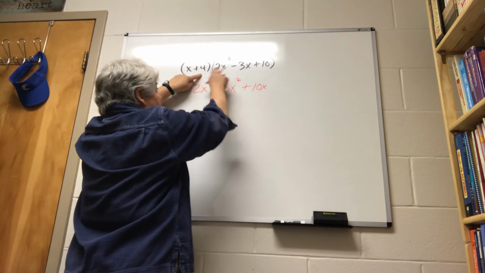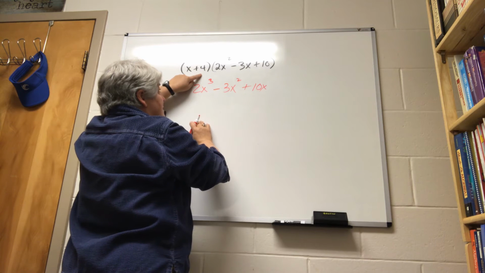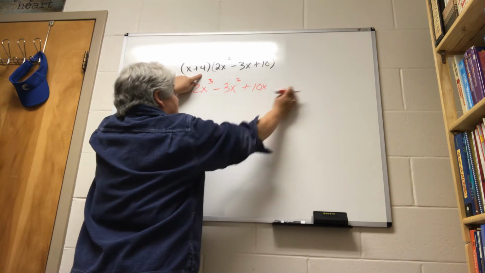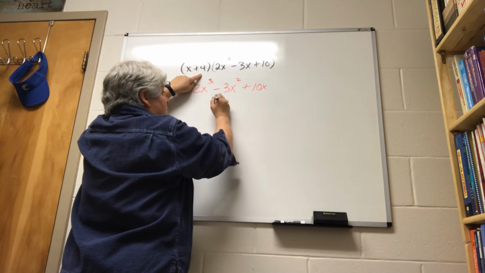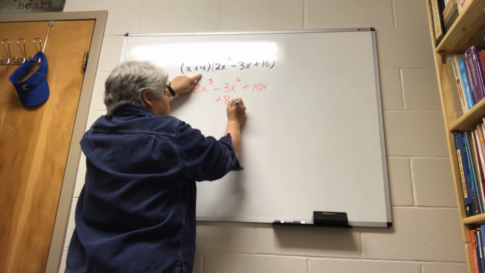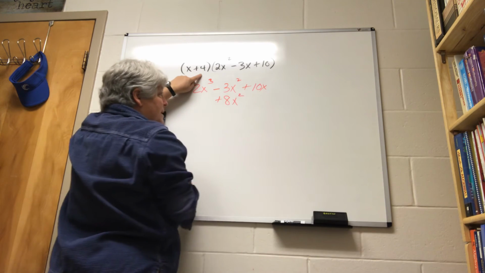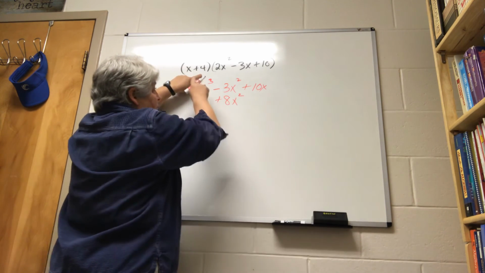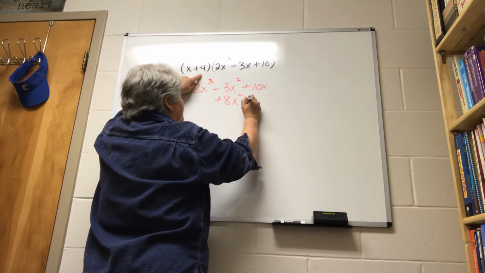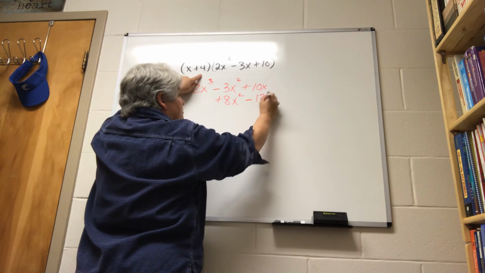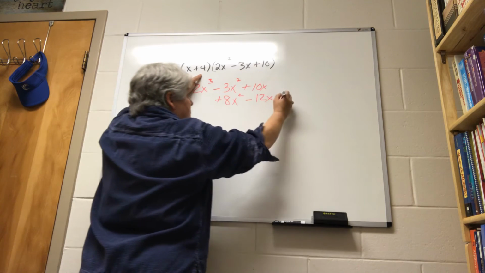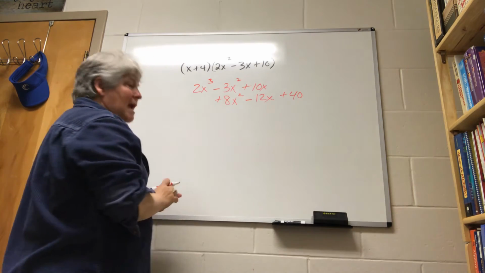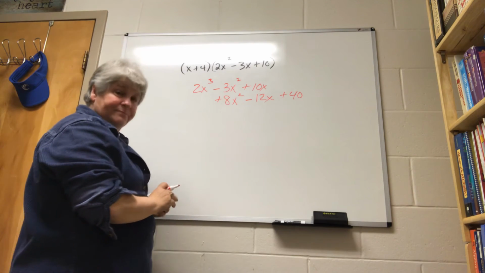So 4 times 2x squared is an 8x squared. You can write the 8x squared here. I kind of like to write things with the like terms lined up already, and it doesn't matter. I could have easily written it out here. Now the 4 times the negative 3x, negative 12x, and the 4 times the 10. And by stacking them up like that, now I know exactly what terms I have to combine.